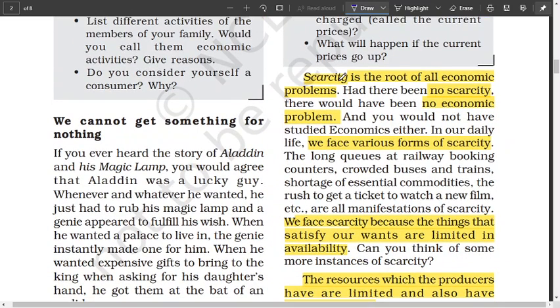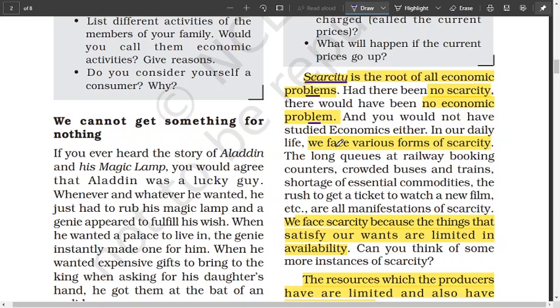So when we talk about that limited amount of money that we earn, that is called the concept of scarcity. It's not available in plenty. You can't get all of them. So scarcity is the root cause of all economic problems. No scarcity, no economic problems. Money, which we try to earn to meet our needs, is limited, it's scarce. That's why it gives rise to problems. You have to make a choice.